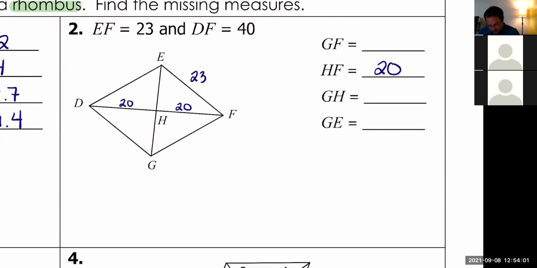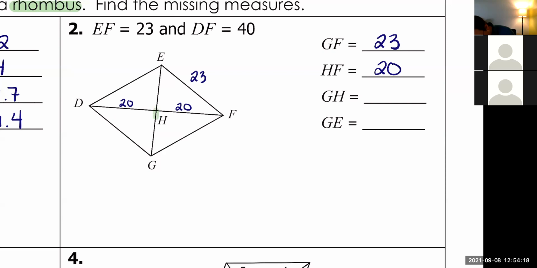GF is 23. And how do we know that? Because all sides are congruent. All the sides are congruent. Okay, then we're getting in here. Looks like we're gonna have to work through some triangles again. We're looking for GH.